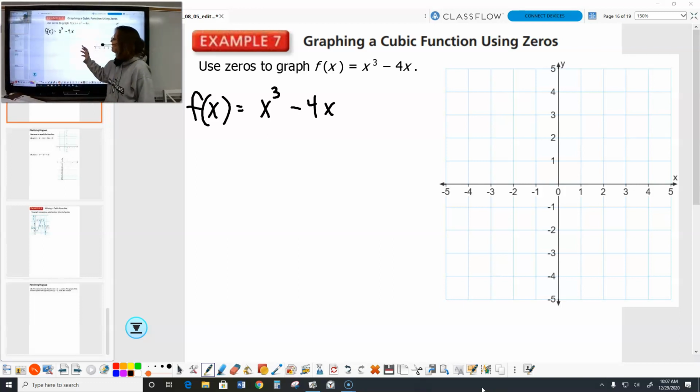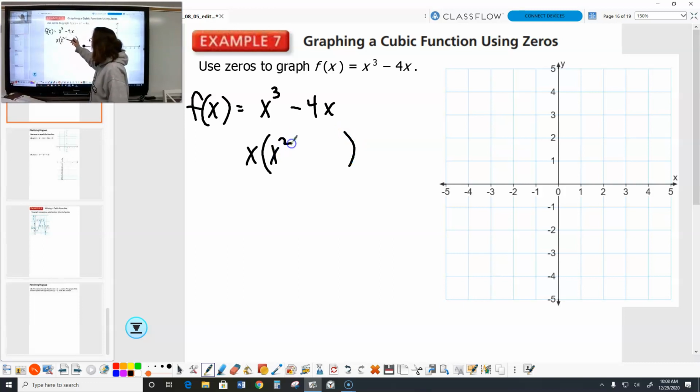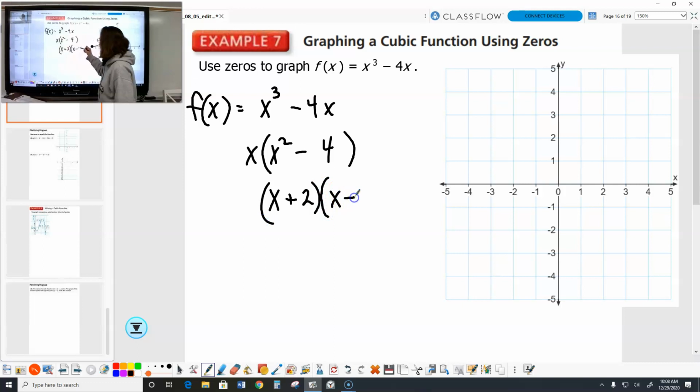So let's factor this binomial that we have here. Is there a greatest common factor? Yes, and that's the x. So let's pull the x out and see what we have left. We're going to have x squared minus 4. Let's keep going. Is it the difference of two squares? Yes. So that means I have a plus b, a minus b. So I'm going to have x plus 2 and x minus 2. And then let's put the x in front.